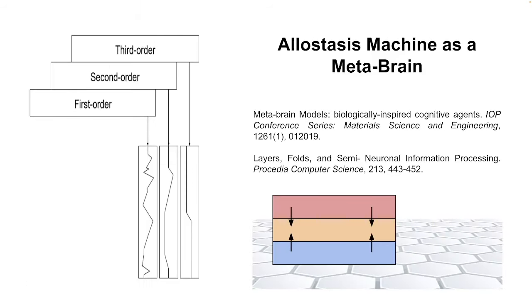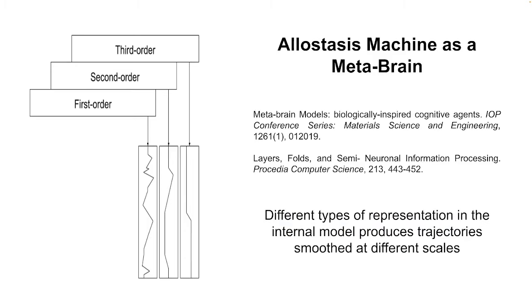Finally, we can add allostasis machines into other types of artificial agentive models, such as metabrains. So we've introduced this concept of metabrains, where you have these layered representational structures where you have different levels of representation or different orders of time that are represented in them. And so we can actually look at different orders of feedback in these metabrains and produce different outputs, and then integrate them in different ways to provide information both to the internal model and to recovery from perturbations. So in this case, different types of representation in the internal model produces trajectories smoothed at different scales.